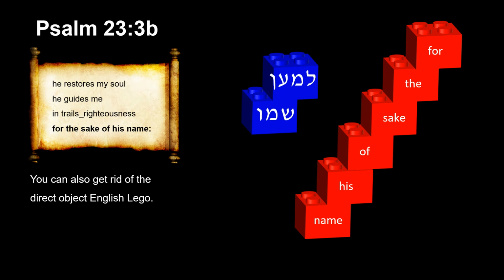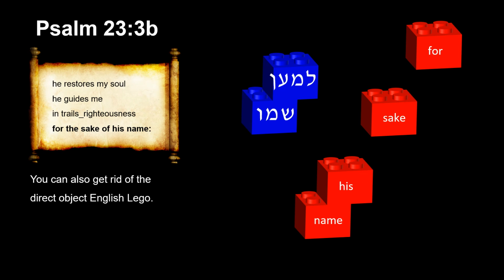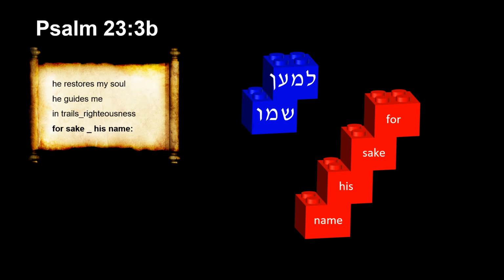So we're going to get rid of two Legos here. Okay, we have also the direct object plus the "of" Lego. Okay, so now we have, "He restores my soul. He guides me in trails righteousness, for his name."